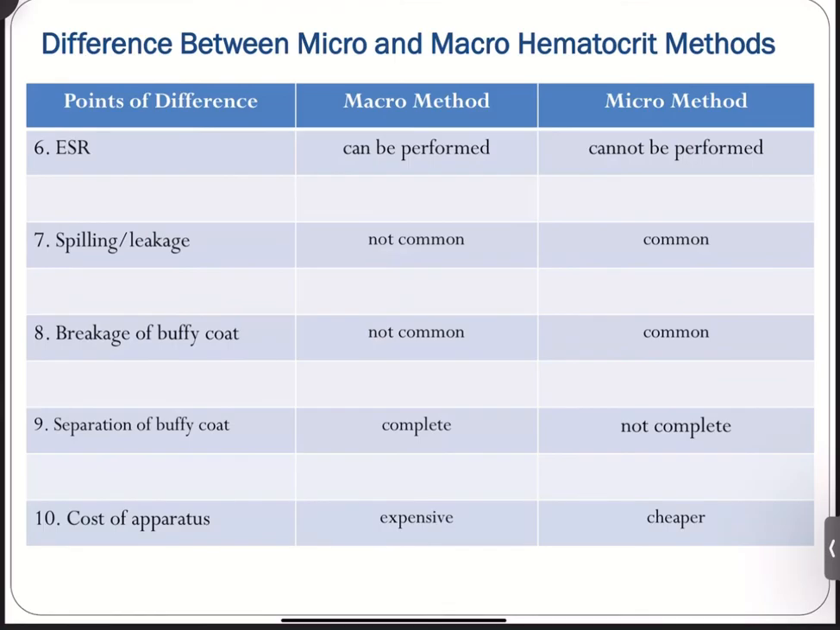Okay. Separation of buffy coat is complete in the macro method. Why? Settling of your cells is completely done. Unlike your micro method, the tube is too small, so there is interference of your buffy coat. No separation of buffy coat can occur. Then cost of apparatus, of course, is more expensive in the macro method, cheaper in the micro method.